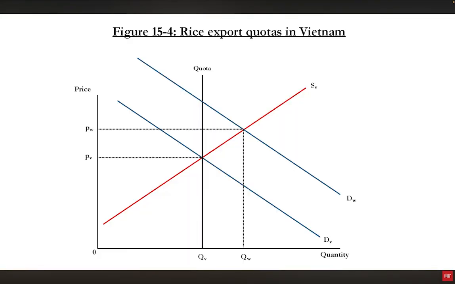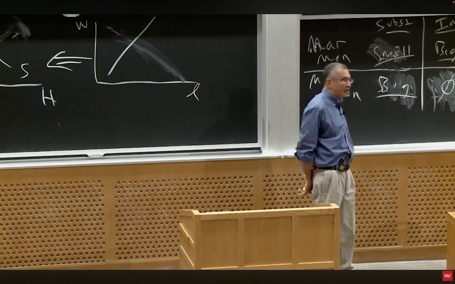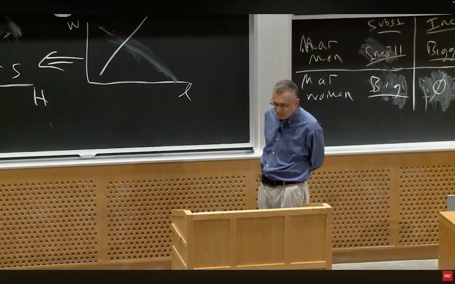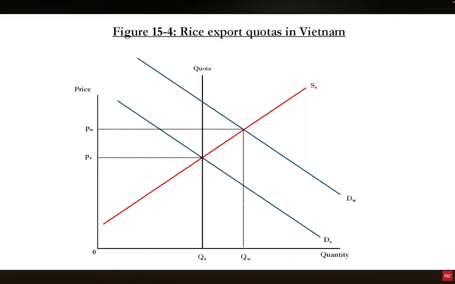So the rice market in Vietnam is described in figure 15.4. On the x-axis you have quantity of rice, on the y-axis you have the price. You have a supply of rice, that'll be unchanged in this example, S sub V. That's the domestic supply of rice in Vietnam. And you had a domestic demand for rice, that's D sub V. And the government said, we cannot export rice. So the rice market will be forced at equilibrium, at that quota line, at a quantity QV and a price PV. That would be the government-enforced equilibrium.